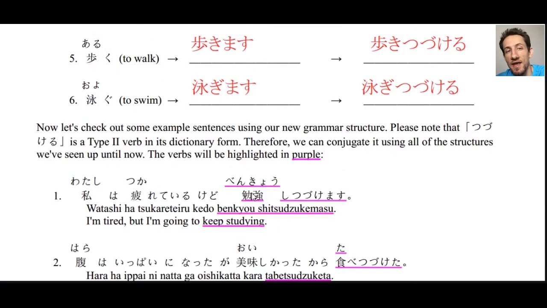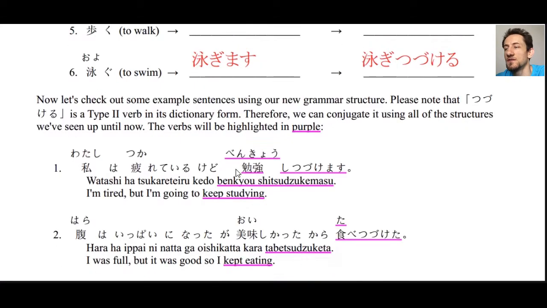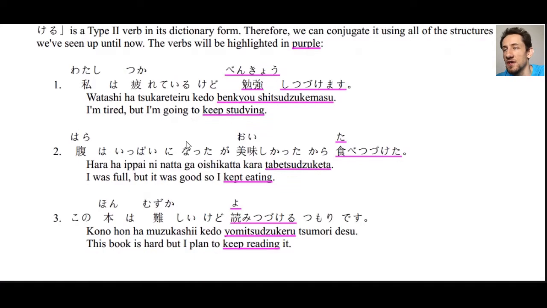Now we'll look at some example sentences so you can see how it can be used. Here we have number 1. 私は疲れているけど勉強し続けます。So I'm tired, but I'm going to keep studying. We have 勉強する、勉強し続けます。Going to keep studying.